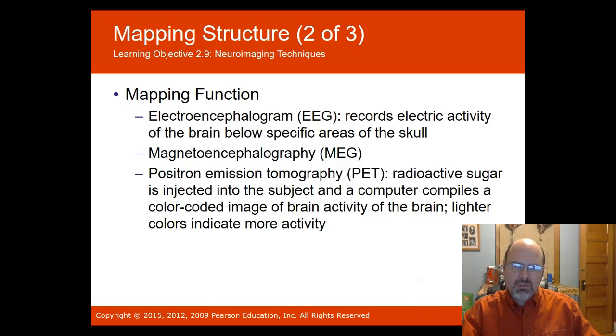There's what's called the EEG, which records electrical activity of the brain in different parts of the skull. There's magnetoencephalography, and then there's what's called a PET scan, positron emission tomography. It involves radioactive sugars injected into the subject, and the computer compiles a color-coded image of the brain. Darker colors involve more activity. Lighter colors indicate more activity.